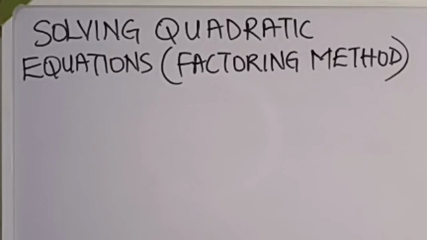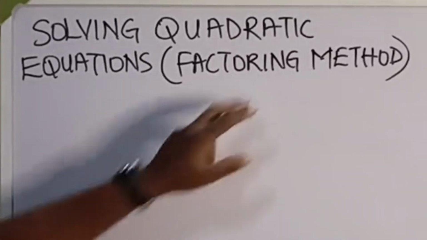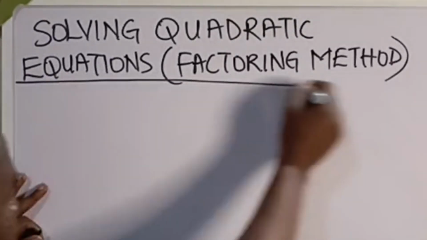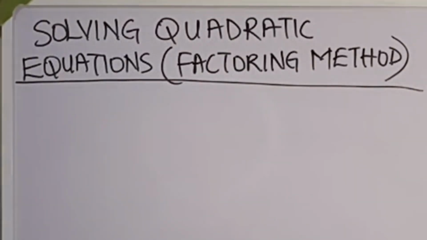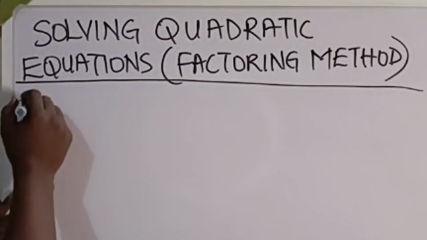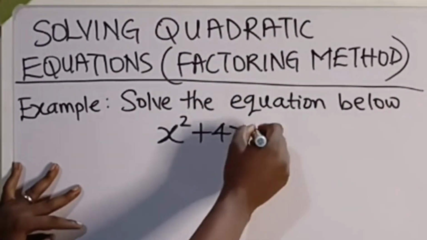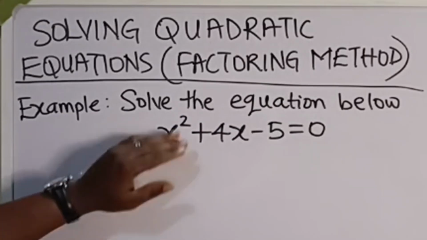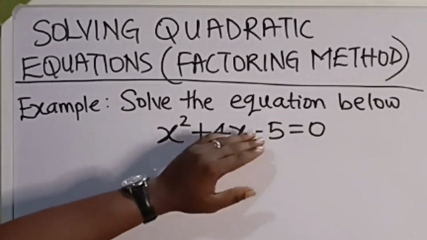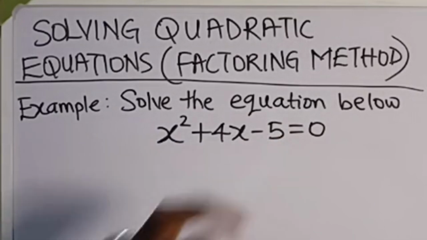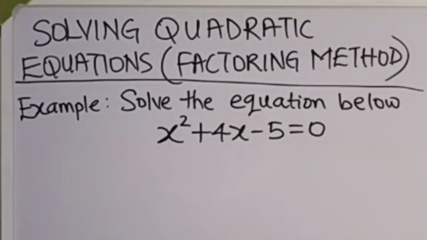Okay, solving quadratic equations, and we're using the factoring method. Let's look at the first example. So we're expected to solve x squared plus 4x minus 5 is equal to 0. X squared plus 4x minus 5 is equal to 0. I'm going to split the board into two.